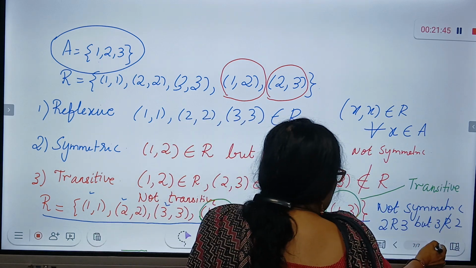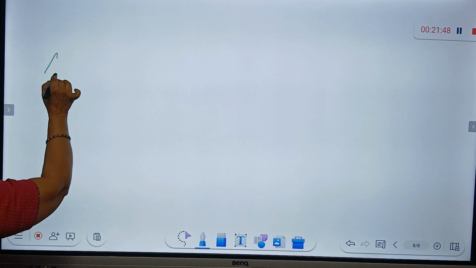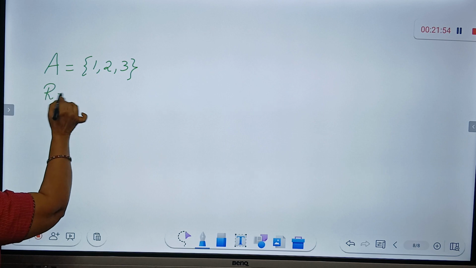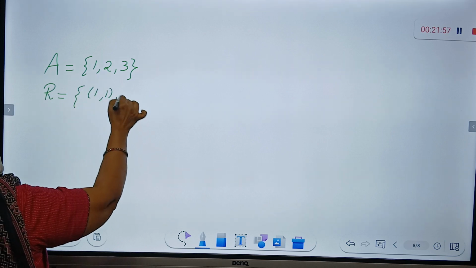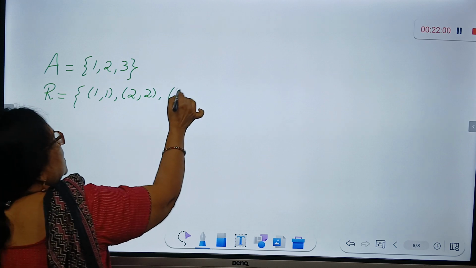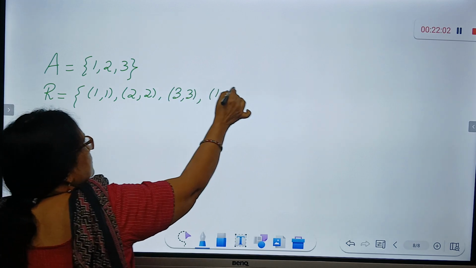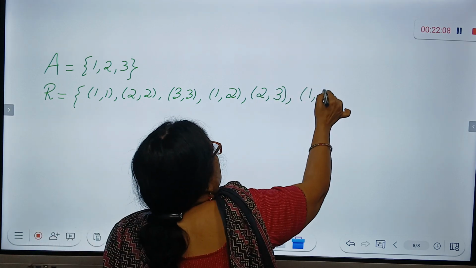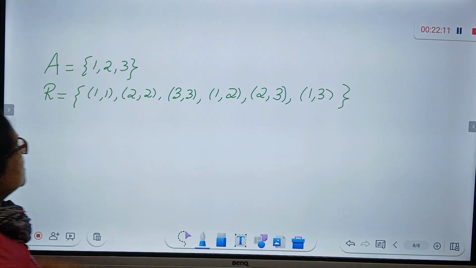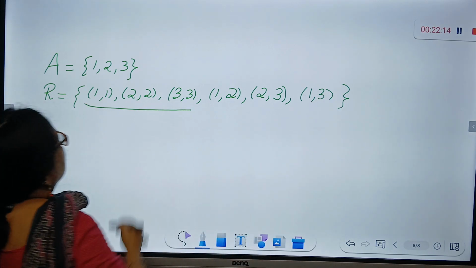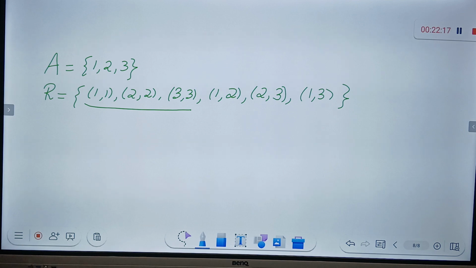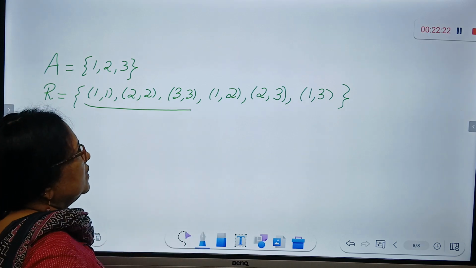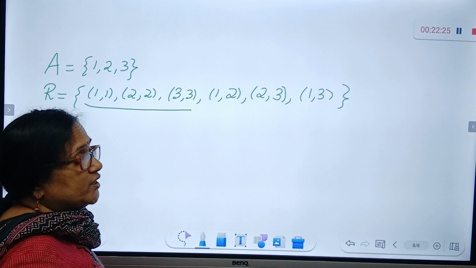So, let us discuss this in greater detail. So, we had the set A, which consists of the elements 1, 2, 3. Then what was our relation? (1, 1), (2, 2), (3, 3). We saw it is reflexive because all these 3 elements are there. Every element is related to itself. Now, how do I make it symmetric? (1, 2) is there, right? But (2, 1) is not there. Therefore, it is not symmetric.